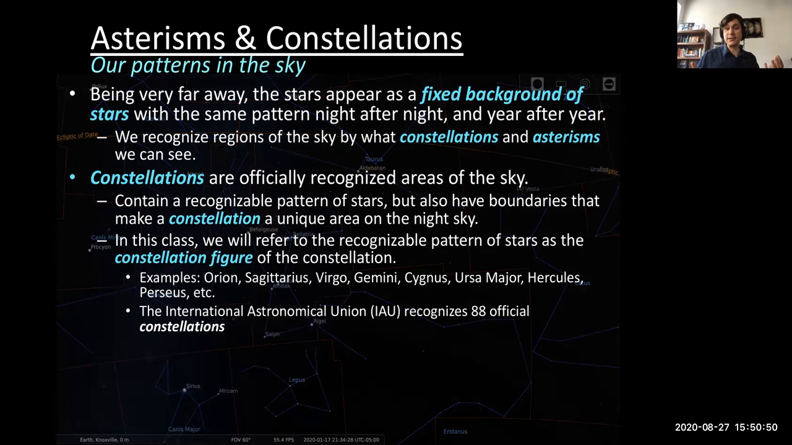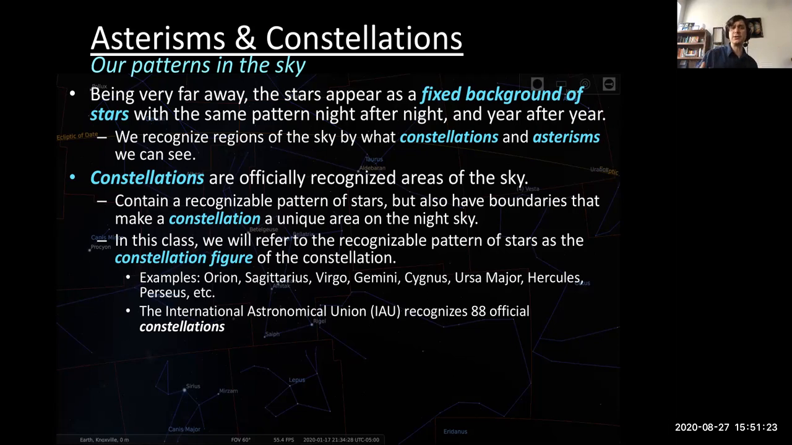And whenever I say area, you need boundaries around it. So they're going to contain a recognizable pattern of stars, but they're also going to have boundaries on them. Just like if we look at the map of the US and go to Tennessee, our stars would be our cities, and then the borders of the state would be the boundary around it. So we have the boundary, the borders, and then we have the stars that are within it. And all the stars that are within the borders are part of the constellation.